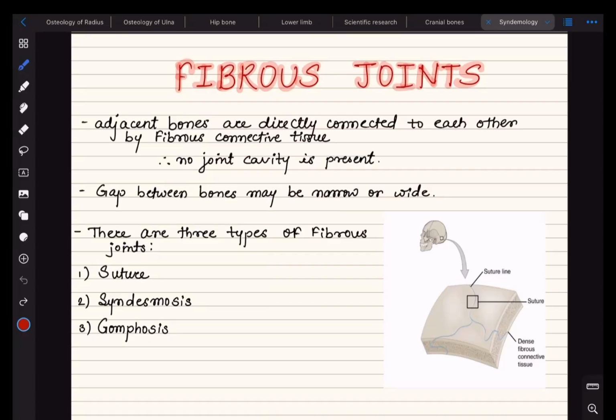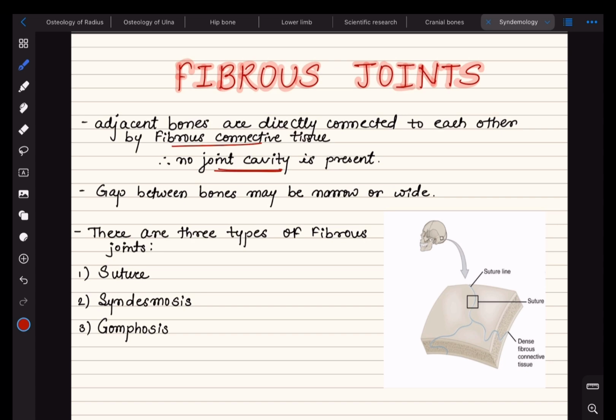So let's get started with our first topic for today, that is fibrous joints. These joints help the adjacent bones directly connect to each other by the fibrous connective tissue. Hence, there is no joint cavity present between them. The gap between these bones may be narrow or wide.